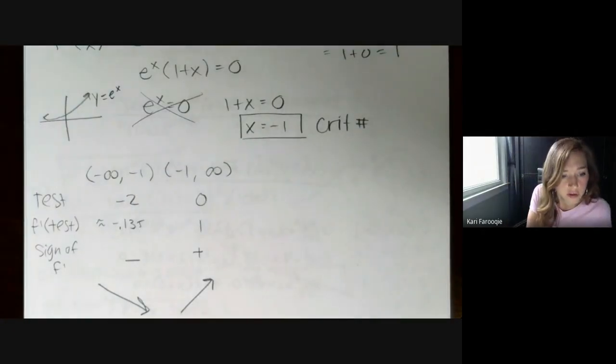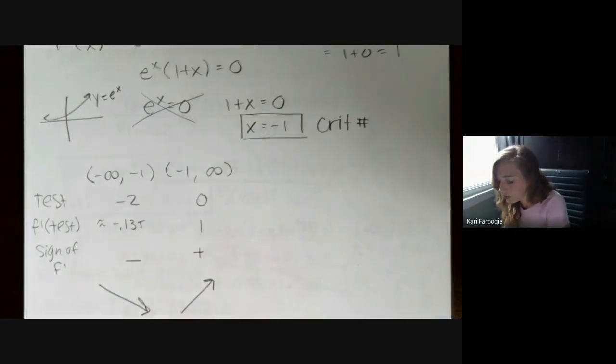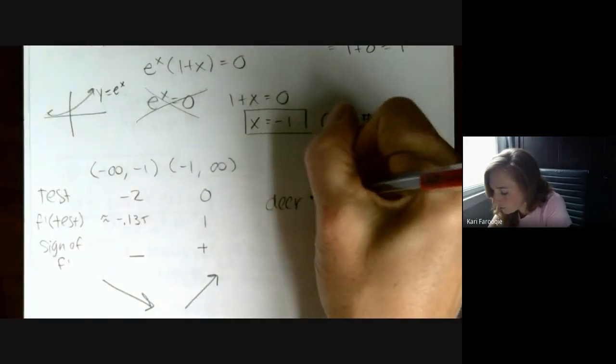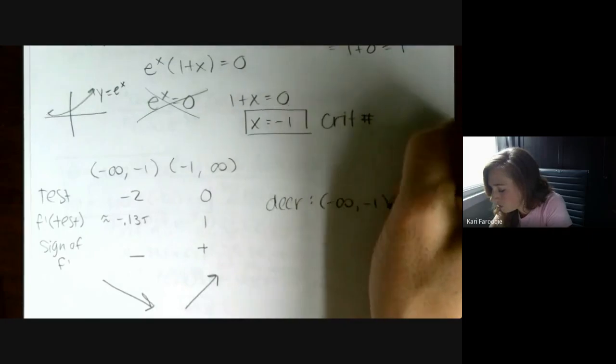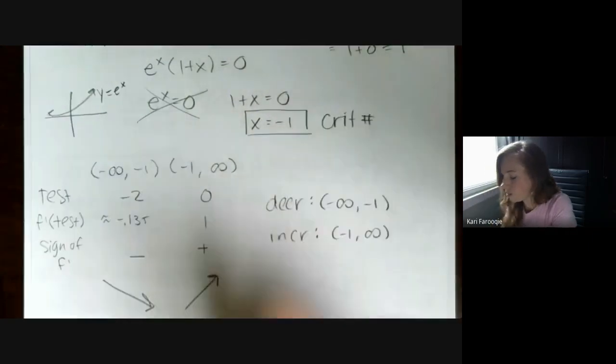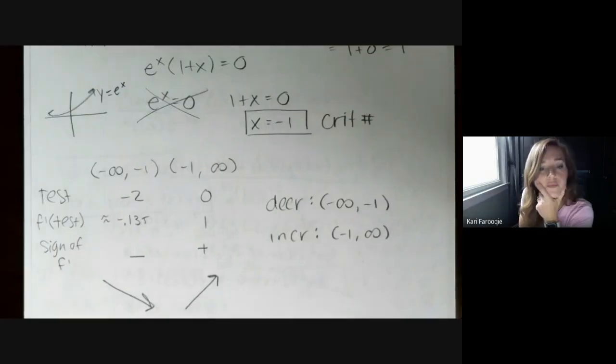Your question was just asking about intervals on which it was increasing or decreasing. However, it wasn't asking about mins or maxes. So you would just say that it was decreasing on negative infinity to -1 and increasing on -1 to infinity.